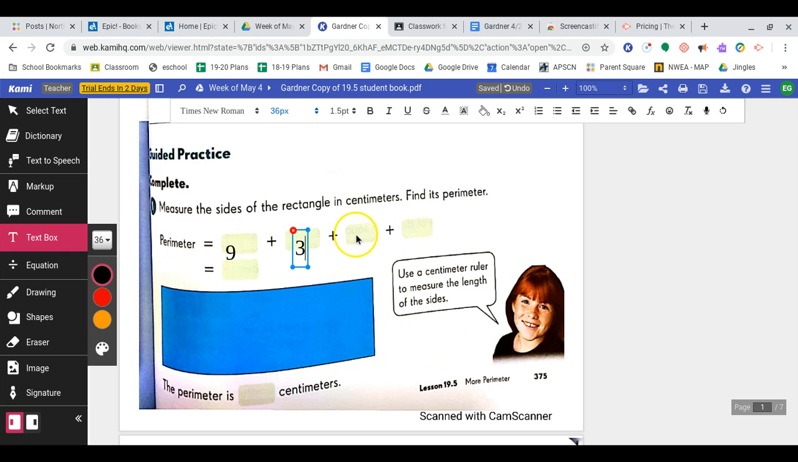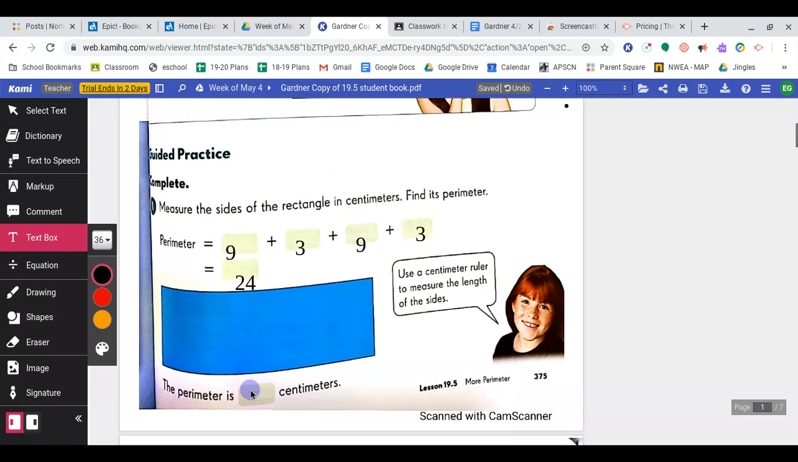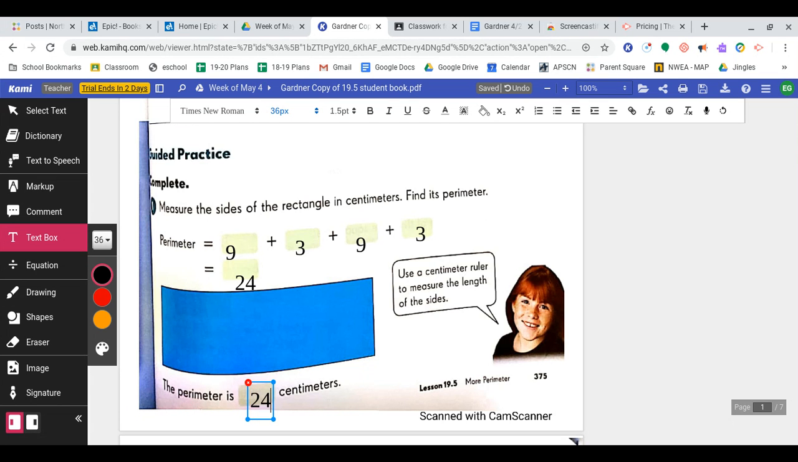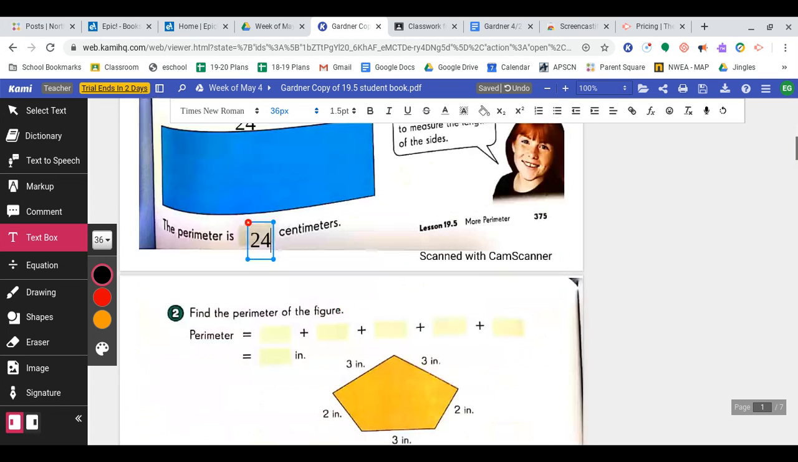So 9 plus 3 plus 9 plus 3. Okay, so 9 plus 3 is 12, and then double that is 24. Or you could say 9 plus 3 is 12, 12 plus 9 is 21, 21 plus 3 is 24. And we're going to say down here, the answer to the perimeter of the rectangle is 24 centimeters.